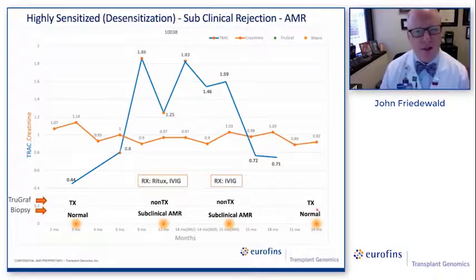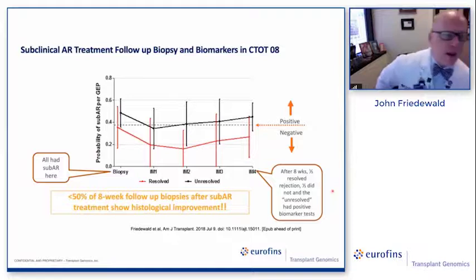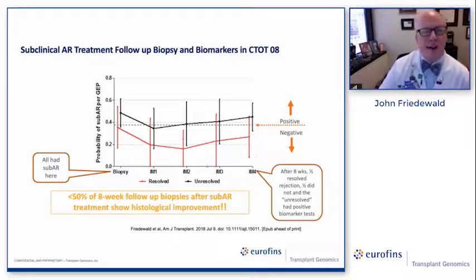I think this is a great illustration of how both biomarkers can help track the course of a patient over time and inform interventions. Okay, I mentioned follow-up for treatment. So in the CTOT-8 trial, all patients that had subclinical rejection of either type had a follow-up biopsy at 8 weeks, and that's shown here.